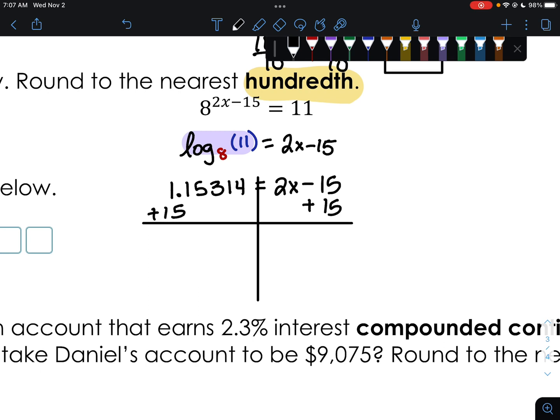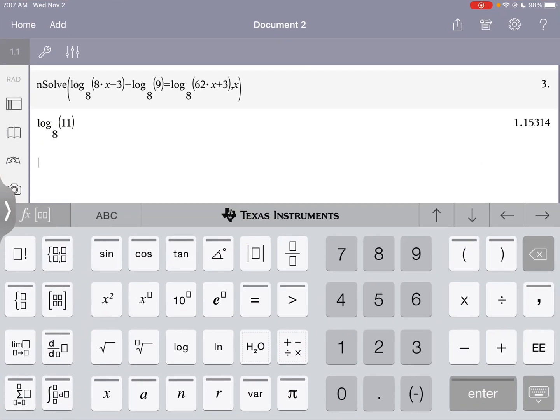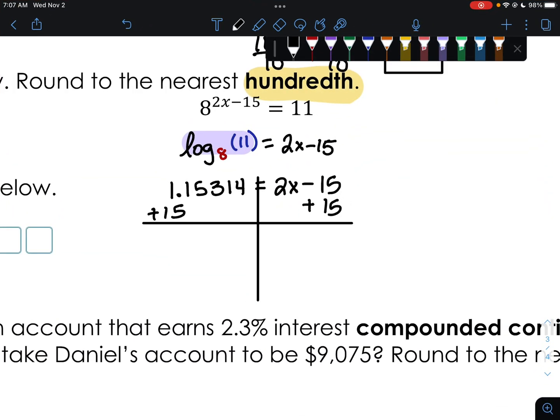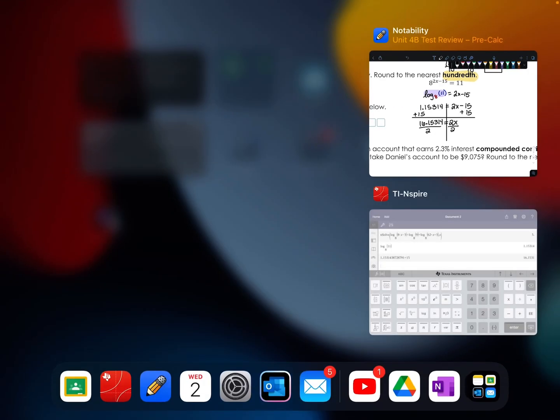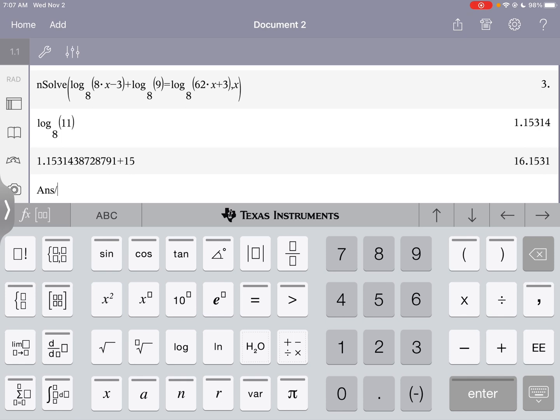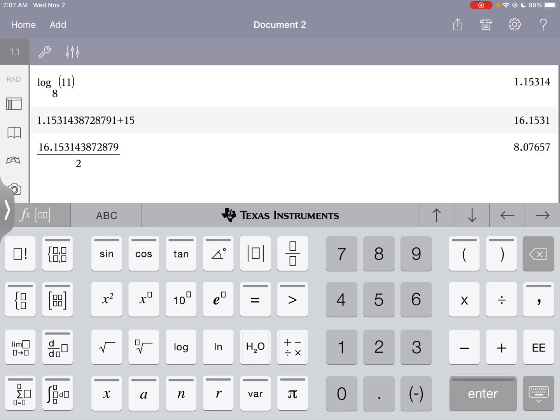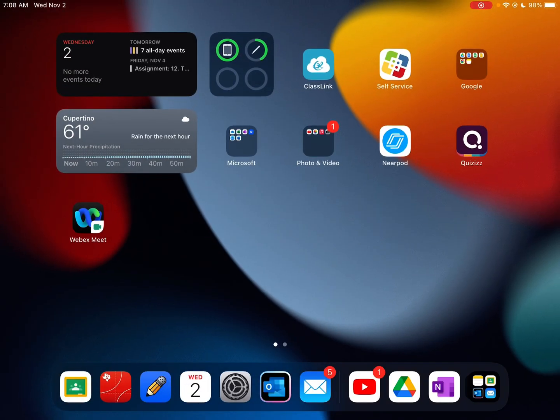So when I go to my calculator, all I have to do is just do plus 15, and it uses the previous answer, and it gives me 16.15314 equals 2x. I divide both sides by 2. Again, I just hit divide and it uses the previous answer. And I get 8.07657. We only want 2 decimal places, so this 6 tells me to round that 7 to an 8. So my answer is 8.08.